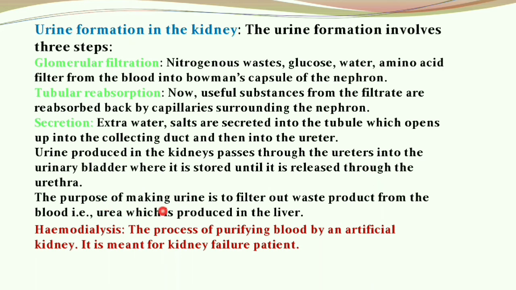The purpose of making urine is to filter out waste products from the blood, such as urea which is produced in the liver. Hemodialysis. What is it? It is the process of purifying blood by an artificial kidney. It is meant for kidney failure patients.